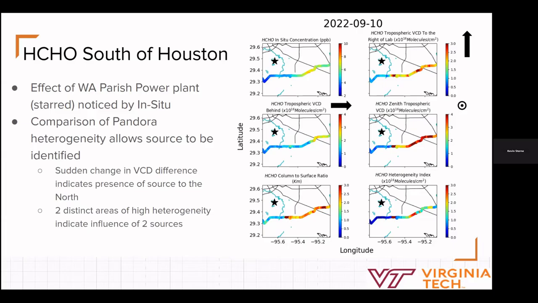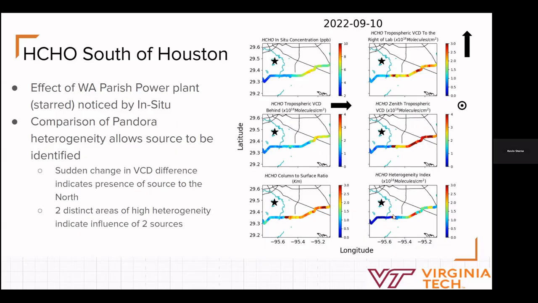This would lead to a reasonable conclusion that there is likely some singular source within this area that's transporting this formaldehyde into this otherwise source-free area, which would likely correspond to a power plant which has been starred on these plots. However, by incorporating the zenith tropospheric vertical column densities and taking a look at the heterogeneity index, we see not one, but two particularly high hotspots of formaldehyde heterogeneity, one directly south of the city center of Houston and one just a little bit southwest of the power plant itself.